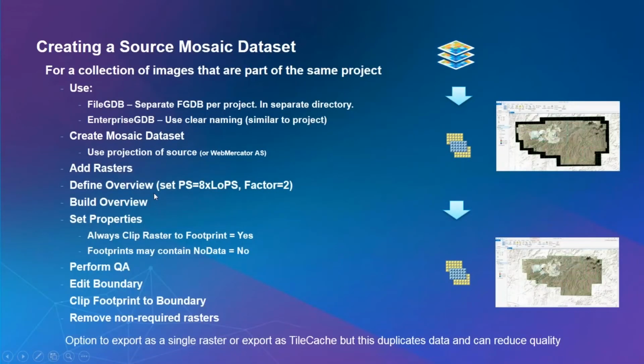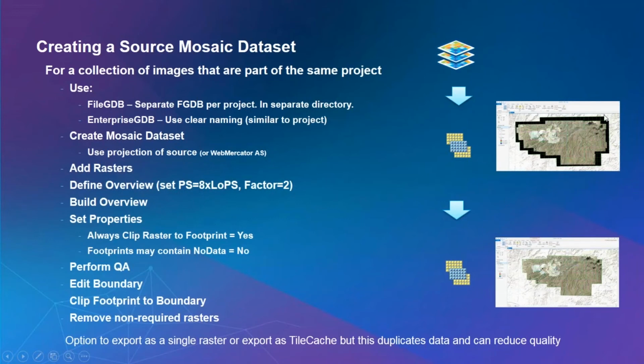Once the overviews are created, you can define overviews, set properties, and then do the quality assurance of the data. In that case you can edit the boundaries. On the right-hand side, you'll see an image which contains black borders around the outsides. But you can edit the footprints, edit the boundaries to remove the black areas, and then clip the footprints to the boundary, and then you get an image at the bottom.